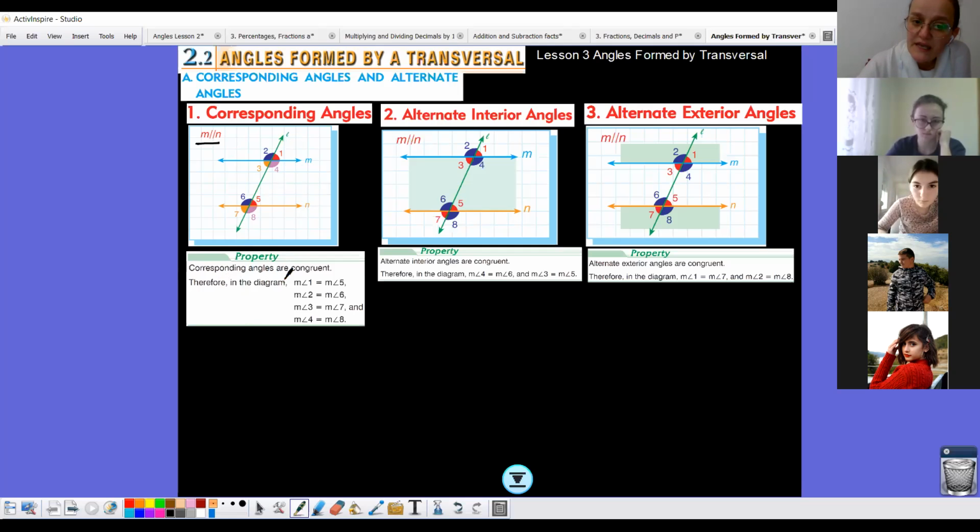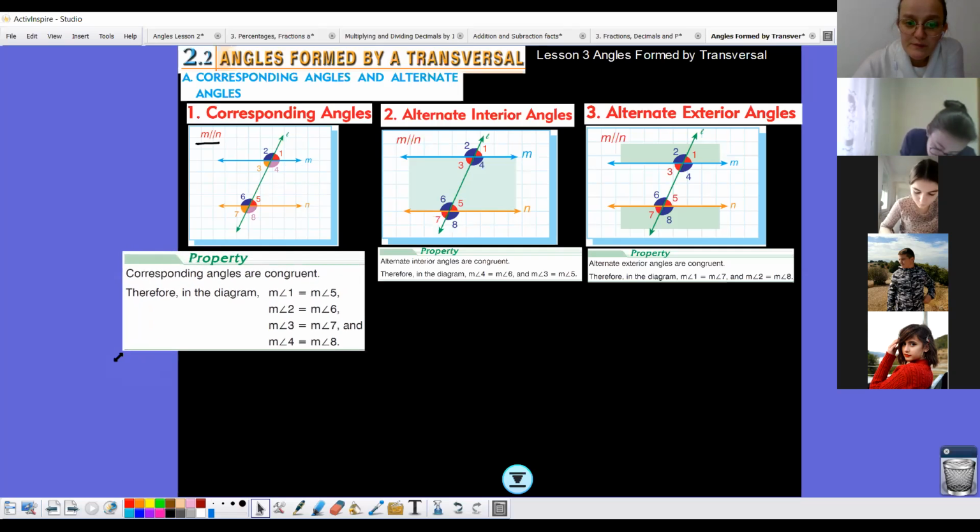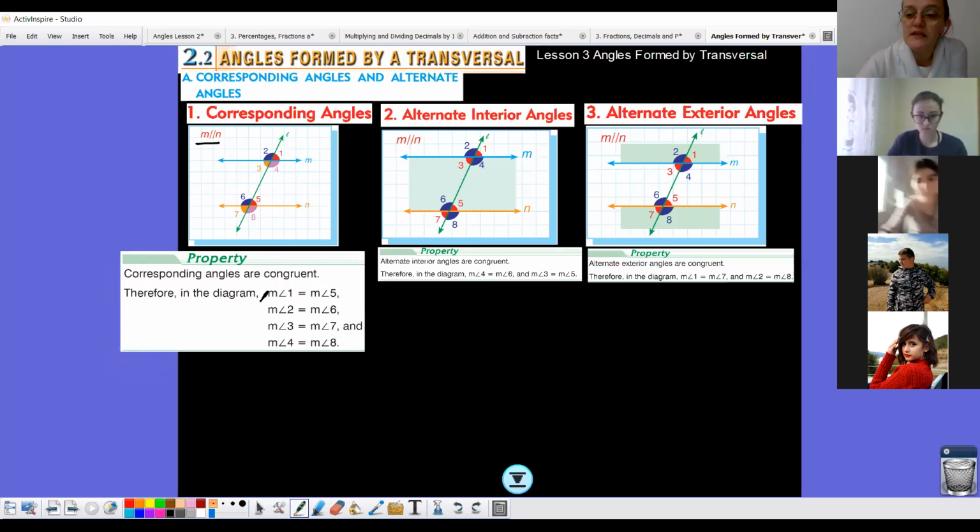And corresponding angles are congruent. What does congruent mean? Equal. Yes, they are equal. So as you can see here, the property: corresponding angles are congruent. The measure of angle 1 is equal to the measure of angle 5. 4 and 8 are the same angles. And we call them corresponding angles.